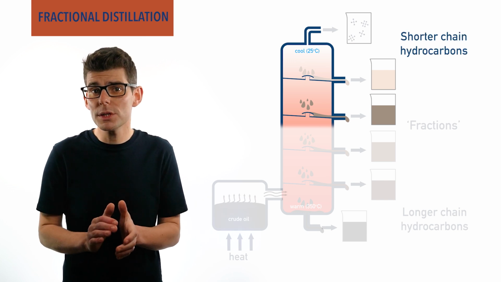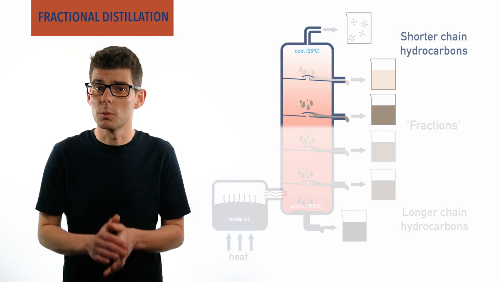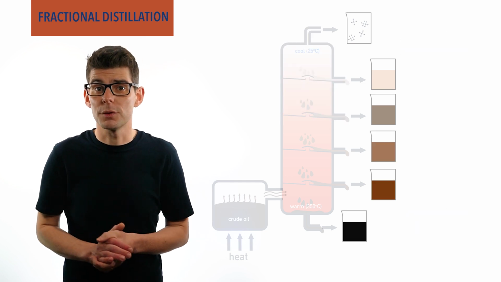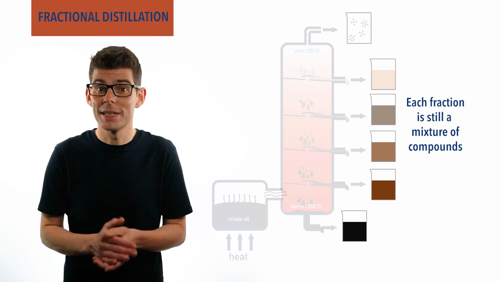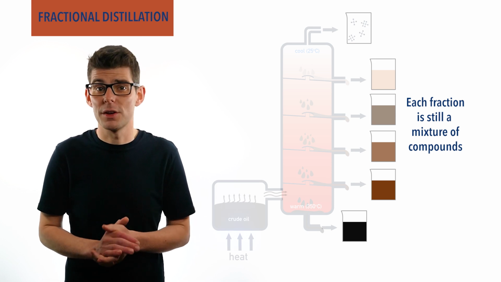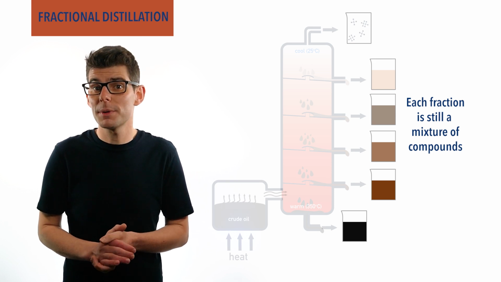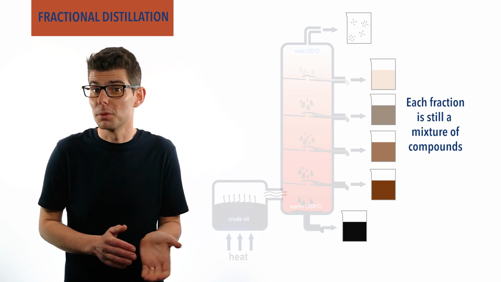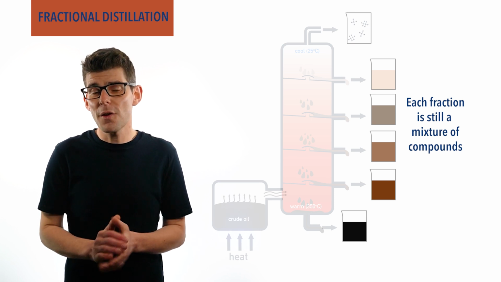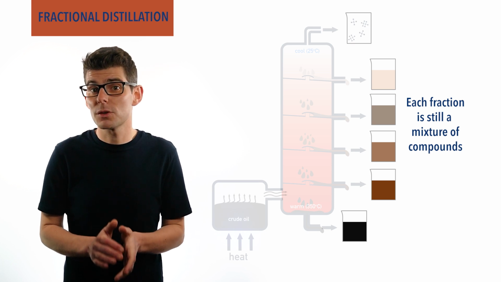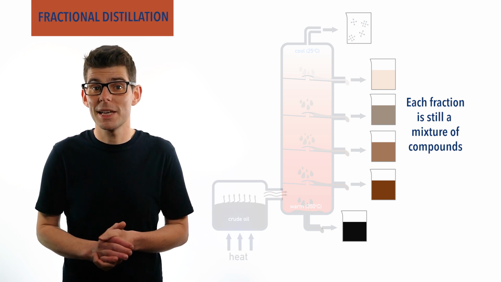It is important to understand that each fraction will still be a mixture of different compounds. It's just they will all have a similar boiling point, and if they are all similar length hydrocarbons, similar physical properties as a result. For example, color, viscosity, and volatility. The final use of each fraction is based on the properties of the hydrocarbons in it.